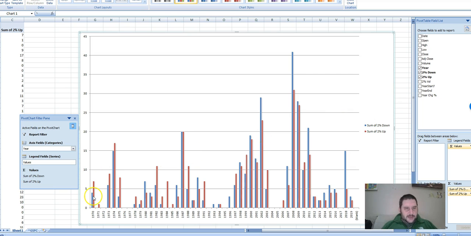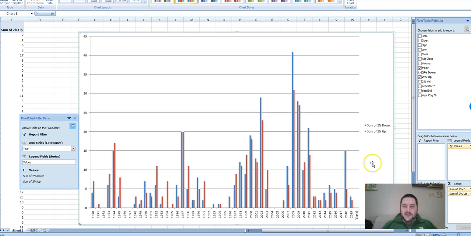Okay, so here we've got greater up days than down days, greater up days, greater up days. And then here's 1987. 87 was obviously Black Monday. I don't know, August or October something or other, 1987, the biggest one-day crash at that point. And we actually had an equal number of up days and down days greater than 2%.